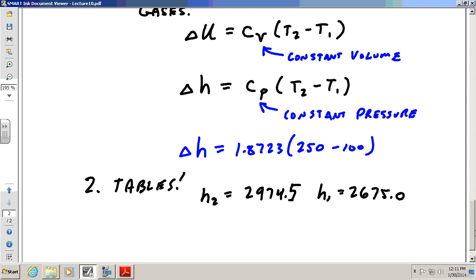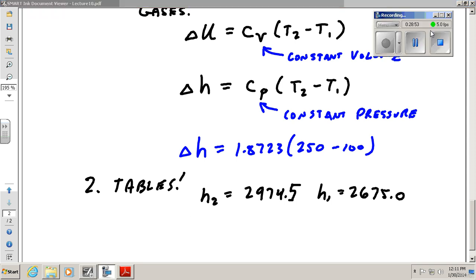But let me tell you this. If you have tables, use tables. That's why we won't use specific heats a ton for gases, because most of the gases we use are either steam or air, and we do have tabular data for air even too, which I'll show you later on. We will use it sometimes for air. We probably won't use it much for steam because we got tables for steam. Okay? All right, we got a few minutes here.